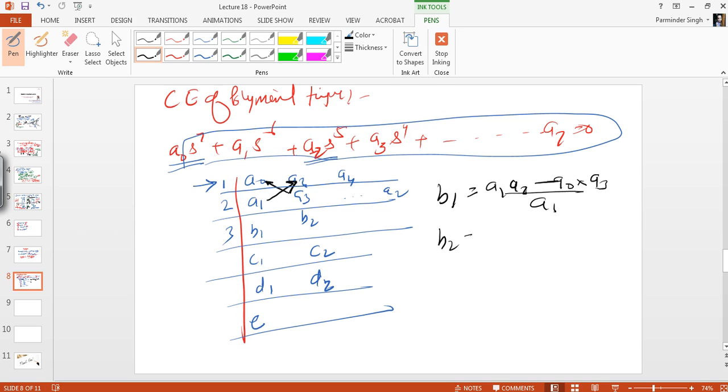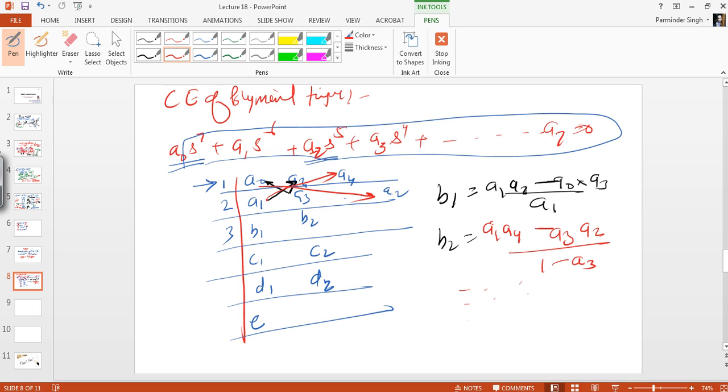For b2, we'll start with a1 only, it gets multiplied by a4. So a1 a4 minus the other way, a3 a2 upon a1 minus a3, and then so on.